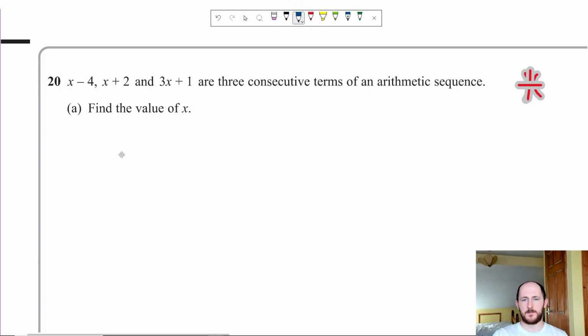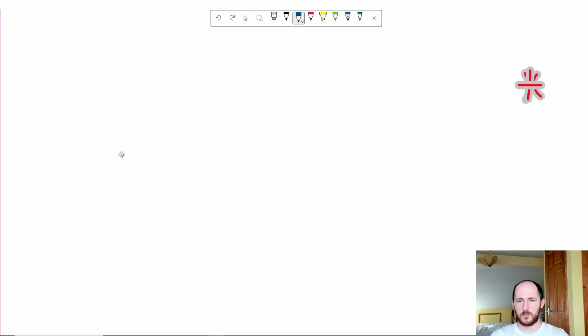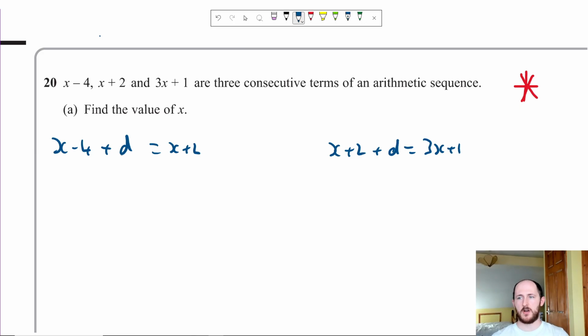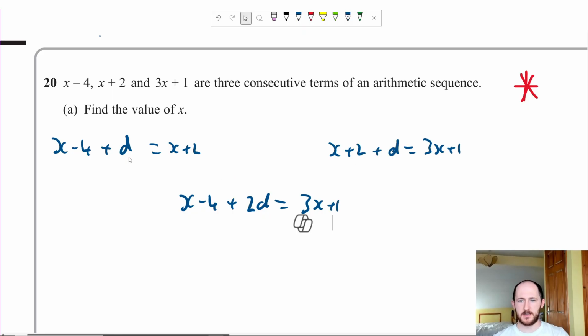So in other words, x minus 4 plus something, since it's different, should I say plus d, equals x plus 2. And we also have that x plus 2 plus d equals 3x plus 1. Right, because they're consecutive terms of an arithmetic series. I can also say that x minus 4 plus 2d gives me 3x plus 1. All of these equations would be a correct first step.